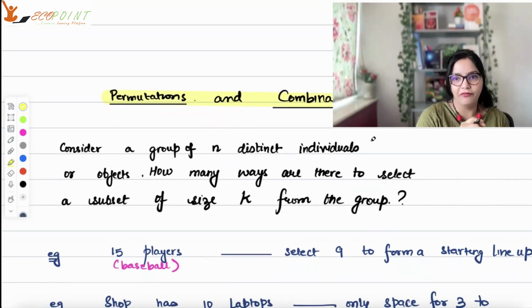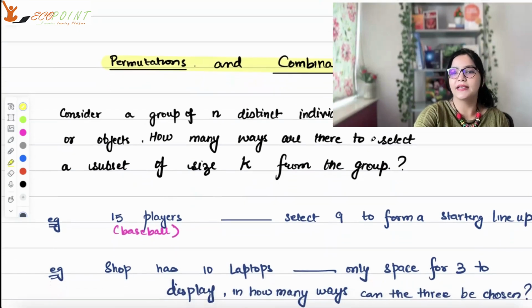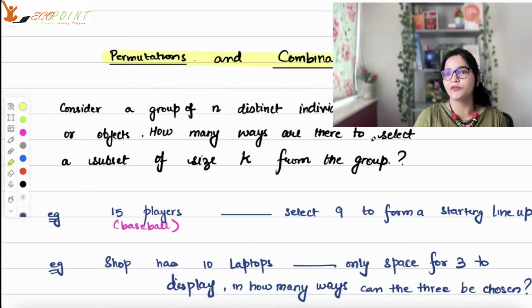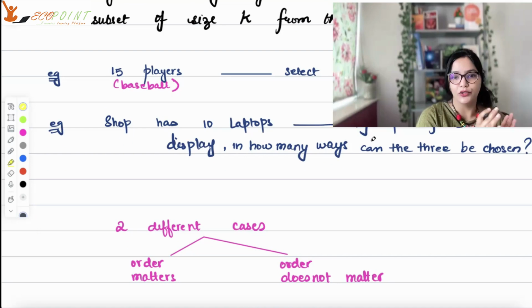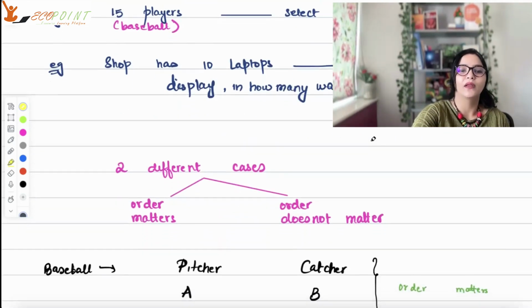For example, suppose you have 15 baseball players and you have to select 9 to form a starting lineup. Or suppose you have a shop that has 10 laptops and only space for 3. In how many ways can I choose these 3 laptops to display? There are 2 cases in these kinds of scenarios. One case is where the order matters and another case is where order does not matter.